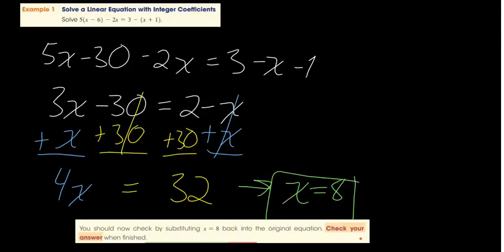Example 2, solve a linear equation with integer coefficients. What's that? Okay, I guess we just have to do it twice, huh? Alrighty, so we're going to do this again. What we're going to do is we're going to go ahead and put the 6 out here, and we're going to distribute this negative 4. So we're going to have a minus 4x minus 16.